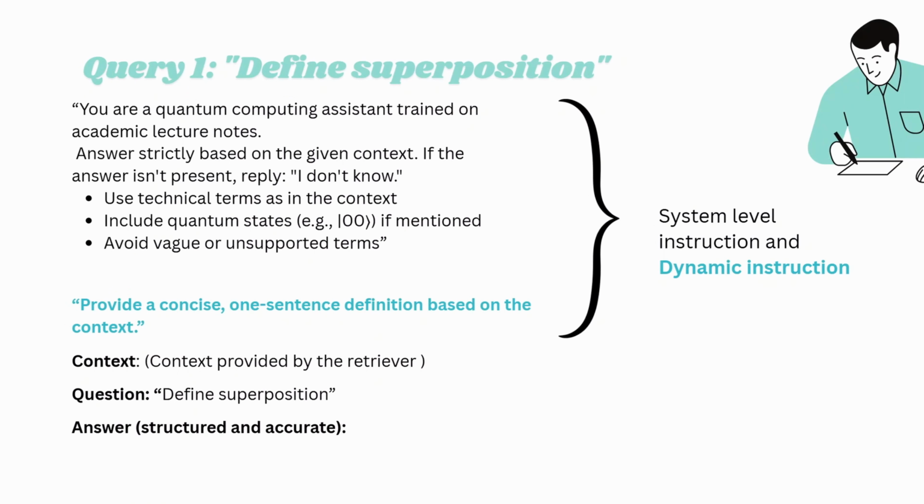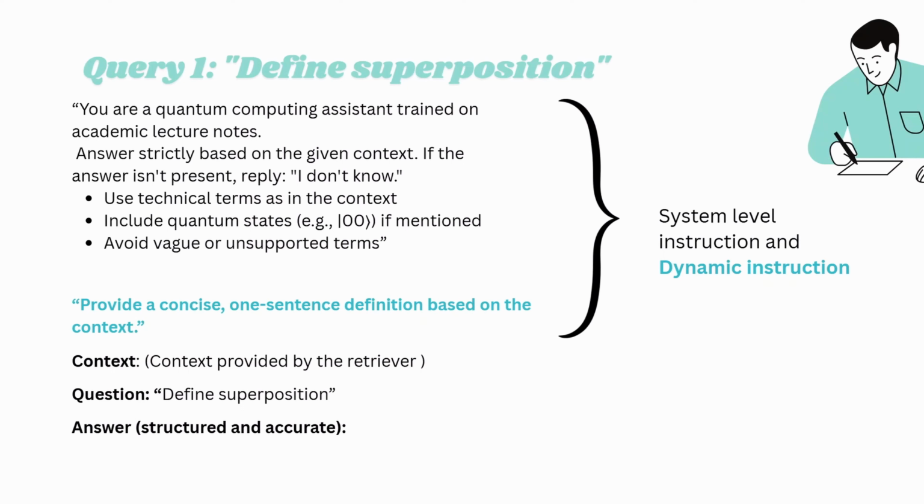Let's now build the prompt template for query 1, define superposition. We start with the header, which contains clear system level instructions. These guide the large language model to stay focused, avoid hallucination, and answer strictly based on the given context. In this case, we also include an instruction to keep the definition concise and limited to one sentence, ensuring clarity and precision.